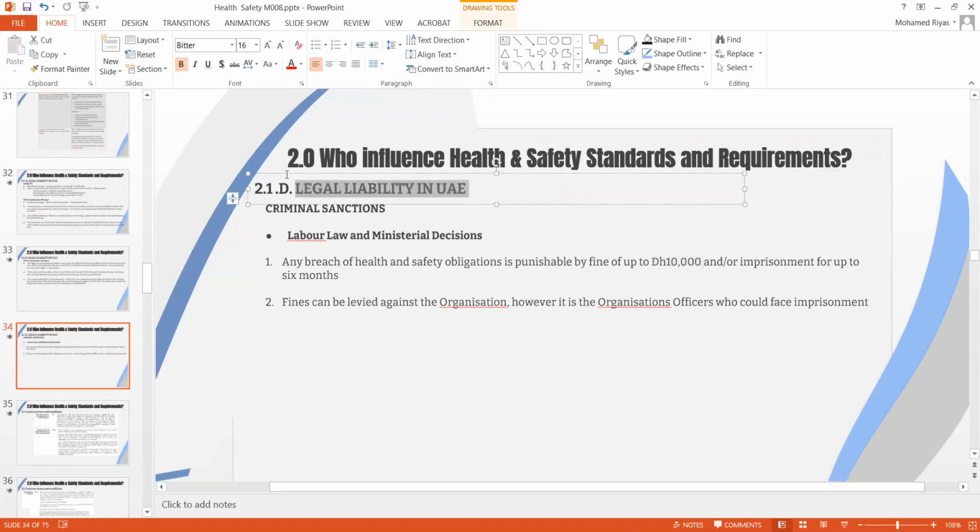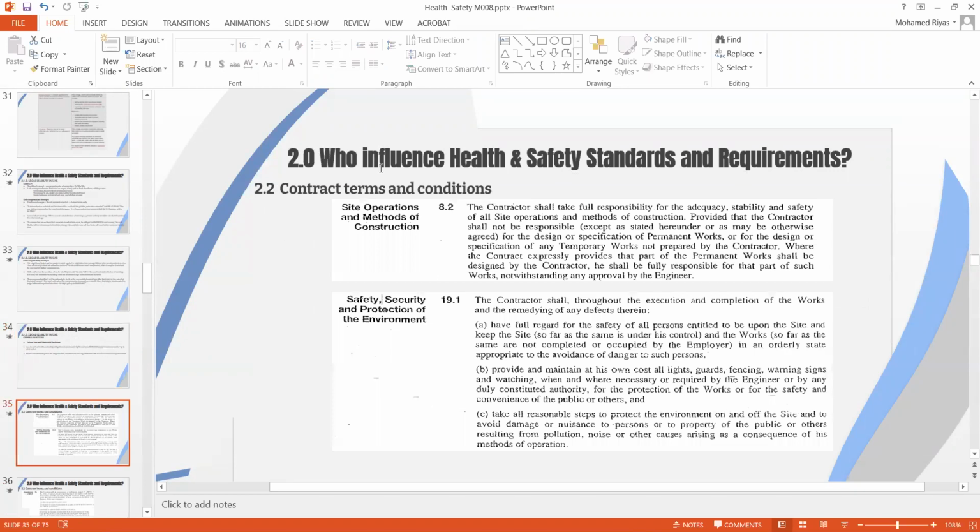Now, what we discussed is the legal requirement for health and safety. The second category is the parties to the contract, who can influence health and safety in a contractual way. Coming to the pure form of FIDIC 1987 Red Book, Clause 8.2 talks about site operations and methods of construction. It clearly states the contractor shall take full responsibility for the adequacy, stability, and safety of all site operations. According to FIDIC, the contractor on site needs to take care of the safety of all the people at site, including the property.